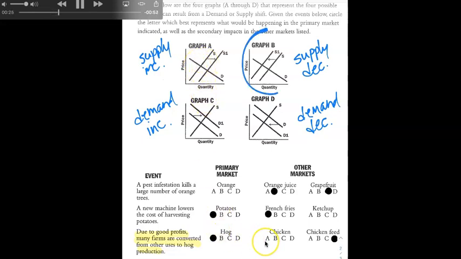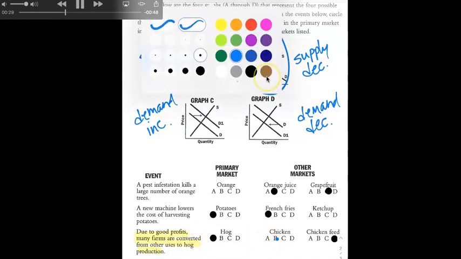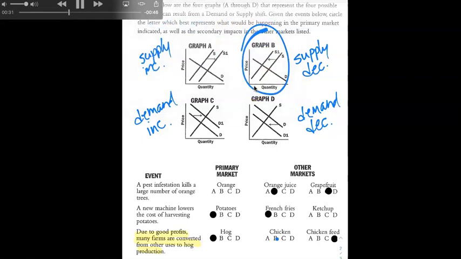When we look at chicken farms, well, then we've got to figure some of those chicken farms were converted to hog farms. So the supply of chicken farms has decreased. So we are going to mark B for that. As a result, the demand for chicken feed is going to drop because farmers aren't going to need it as much. So we have a decrease in demand, or D there.